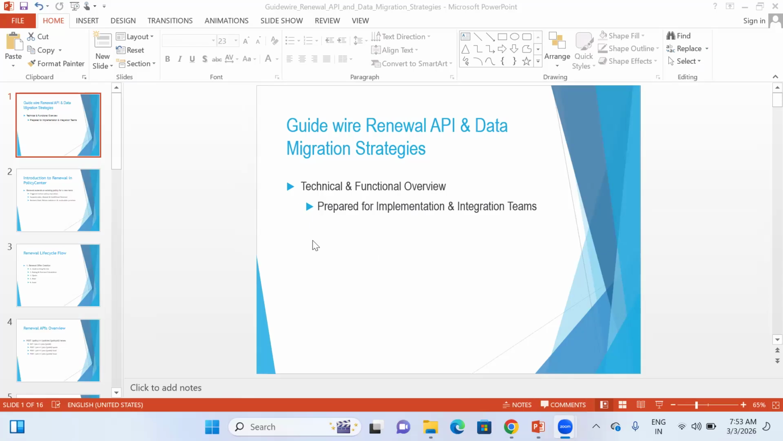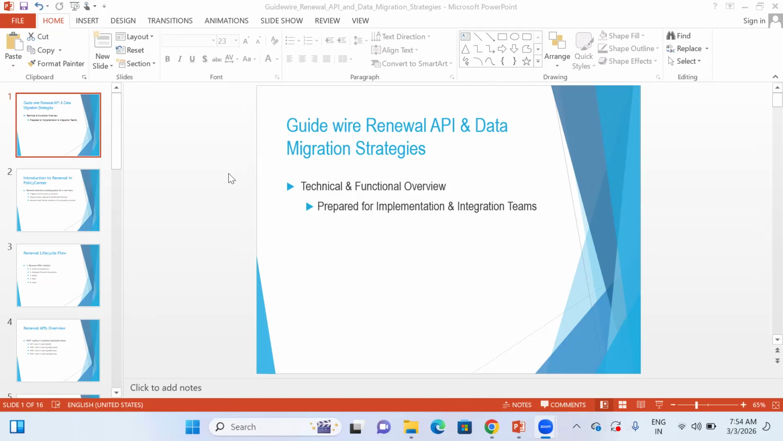Right. So, as part of our guide where technical learning is concerned, we may be in a developer role or an architect role. Understanding the guide where renewal APIs and data migration strategies are important, because this is an understanding of both the technical and functional overview, which majorly prepares for any teams like implementation and integration.